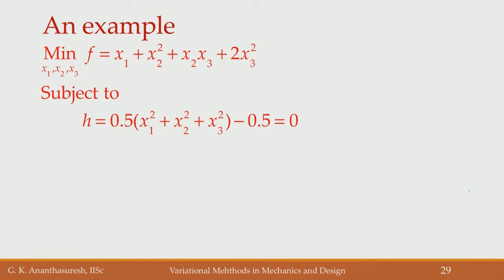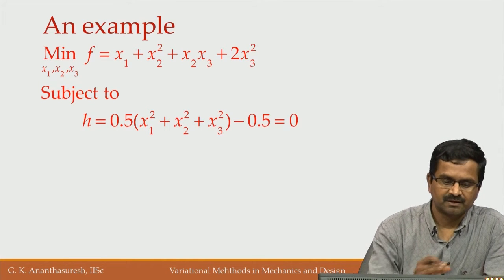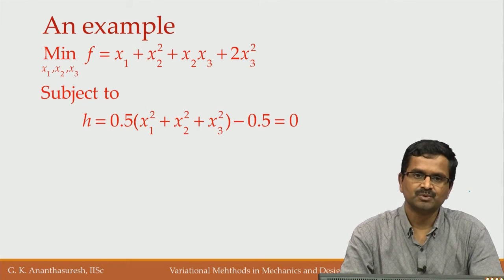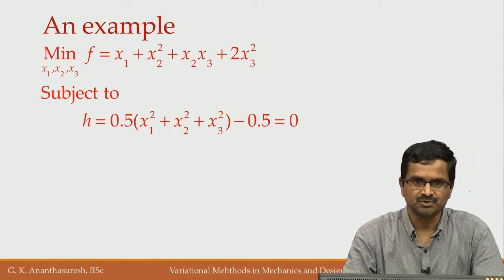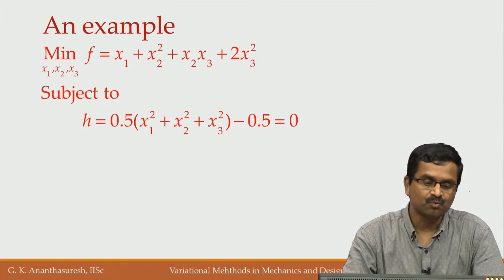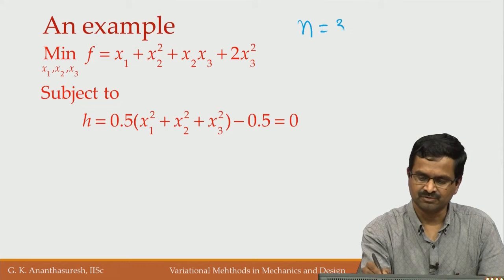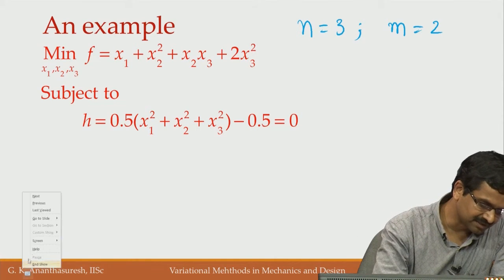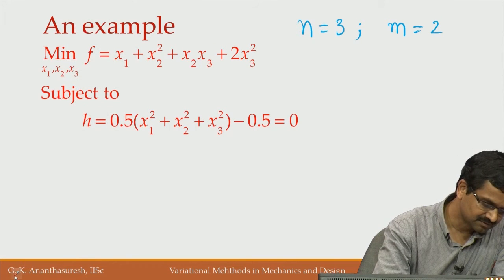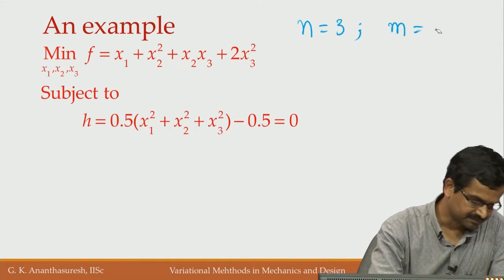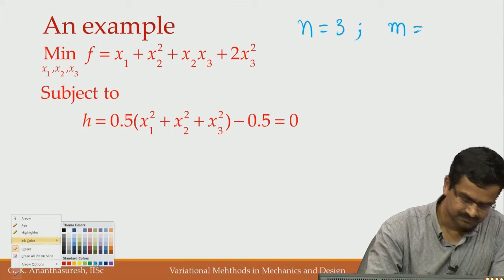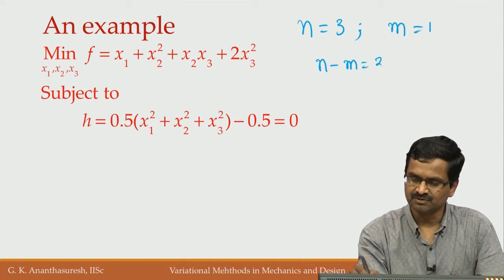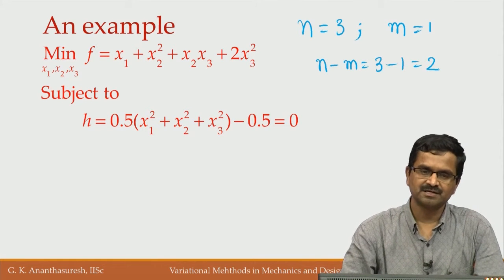Let us see this with an example, so that you understand how this works. Here we have taken a 3 variable problem. Our f is a function of x1, x2 and x3. In particular, we have x1 plus x2 square plus x2 x3 plus 2 x3 square, subject to one constraint. So, here in this problem n is equal to 3 and m is equal to 1, one equality. So, n minus m is equal to 3 minus 1, equal to 2. So, we have to check 2 principal minors of the bordered Hessian.